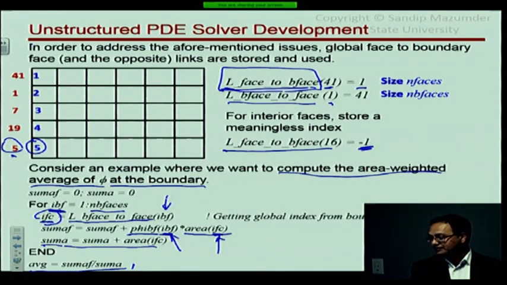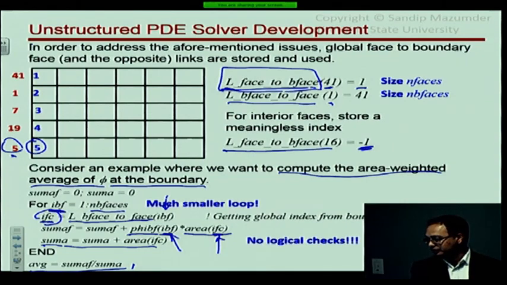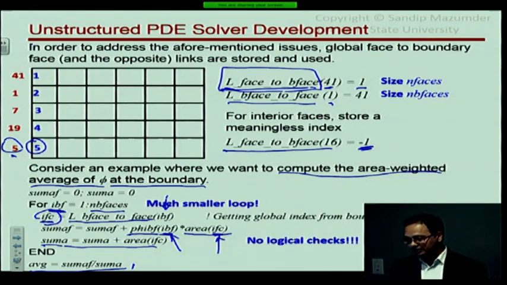So that's a bit about boundary conditions. Notice that there are no logical checks. It's a much smaller loop. So next.